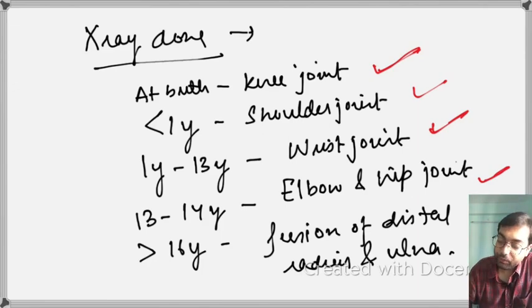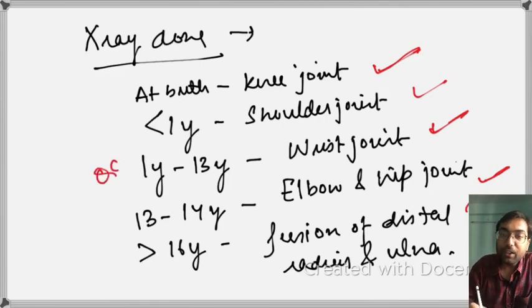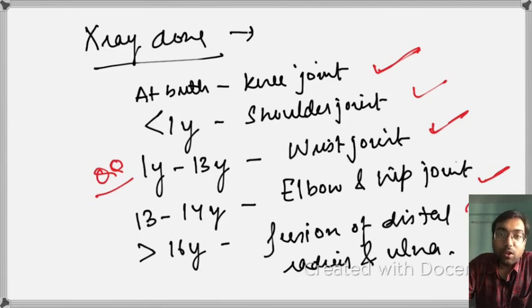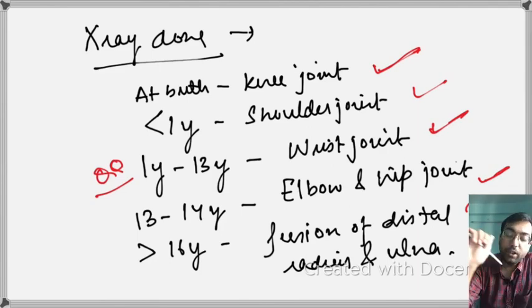So you must be thinking how to learn this. It is very difficult. But I must say that it is very easy. You just know that from 1 year to 13 years, we just do the wrist x-ray. Before 1 year, we do the shoulder joint x-ray, and at birth we do the knee joint x-ray, because the first ossification centers to appear are the calcaneum and the lower end of the femur, which is the knee joint. That's why at birth we do the knee joint, till 1 year we do the shoulder joint, and from 1 year to 13 years we do the wrist joint.